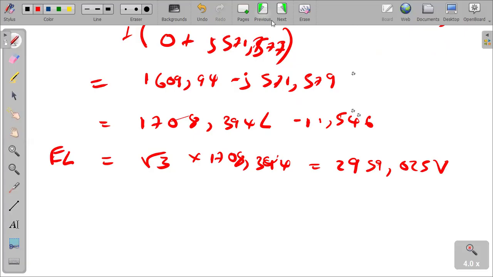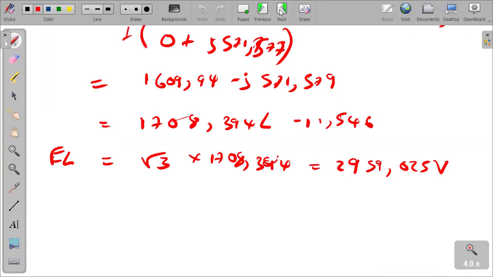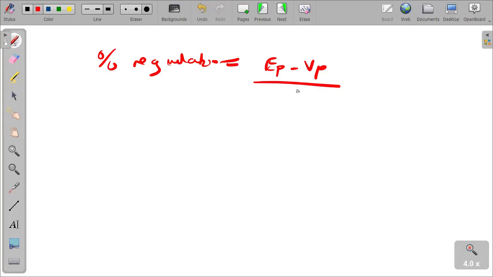Let's look at the second question. The second question was asking for the percentage voltage regulation of the alternator. So you just calculate the open circuit line voltage. That's how we calculate the percentage voltage regulation of the alternator, right? Percentage voltage regulation is given by EP minus VP over VP, times 100%.